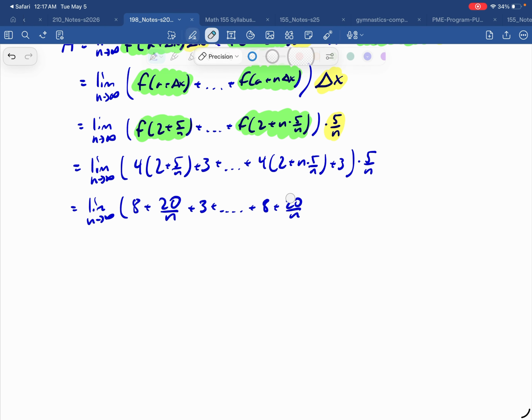over, oh, and actually be a little careful over here. 20 over n times n. You could think of this as 20 over n times 1, 20 over n times 2, etc., 20 over n times n plus 3, and this is all times 5 over n. Now, note that because this is absolutely convergent, which is a little technical here, it turns out we can rearrange our stuff a little bit nicer.